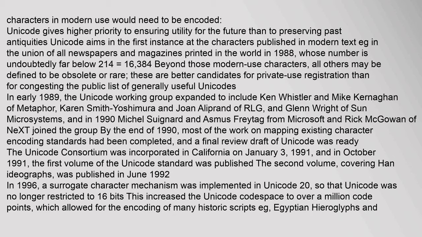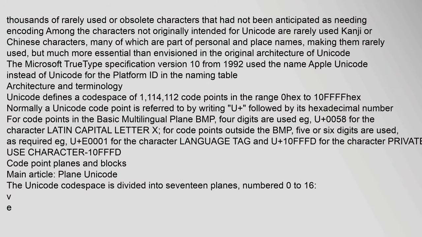In 1996, a surrogate character mechanism was implemented in Unicode 2.0, so that Unicode was no longer restricted to 16 bits. This increased the Unicode codespace to over a million code points, which allowed for the encoding of many historic scripts, e.g., Egyptian hieroglyphs, and thousands of rarely used or obsolete characters that had not been anticipated as needing encoding. Among the characters not originally intended for Unicode are rarely used kanji or Chinese characters, many of which are part of personal and place names, making them rarely used, but much more essential than envisioned in the original architecture of Unicode. The Microsoft TrueType specification version 1.0 from 1992 used the name Apple Unicode instead of Unicode for the platform ID in the naming table.